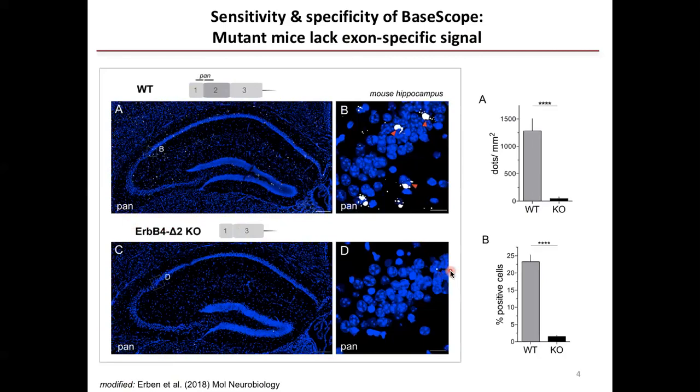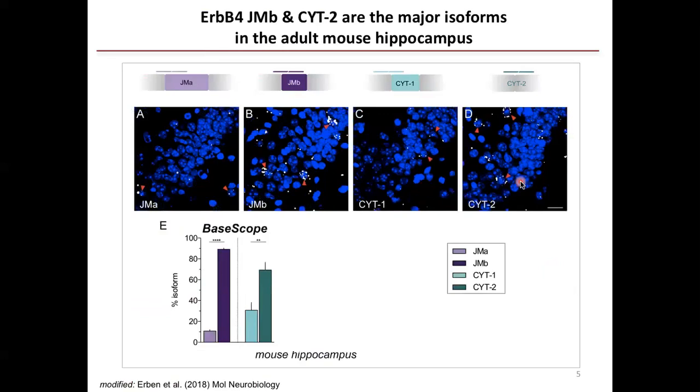Next, as I will cover in detail in the second part, we quantified the signal, and it was dramatically lower in the knockout sections compared to the wild-type sections. Together, this confirmed that indeed BaseScope provides the sensitivity and specificity to detect single exon-exon boundaries in ErbB4 transcripts. Then, we designed probes targeting unique exon junctions for all of the ErbB4 splice variants.